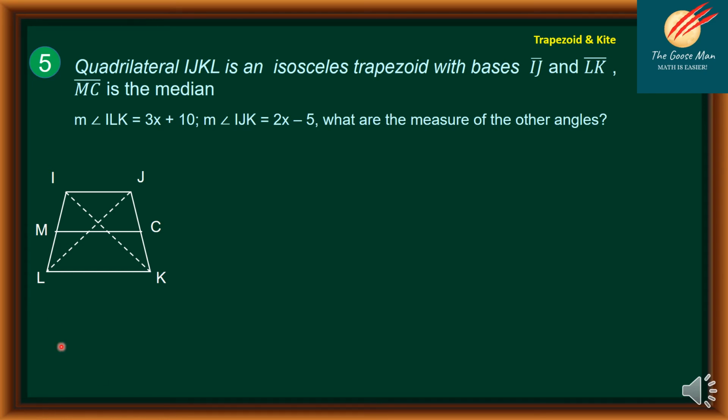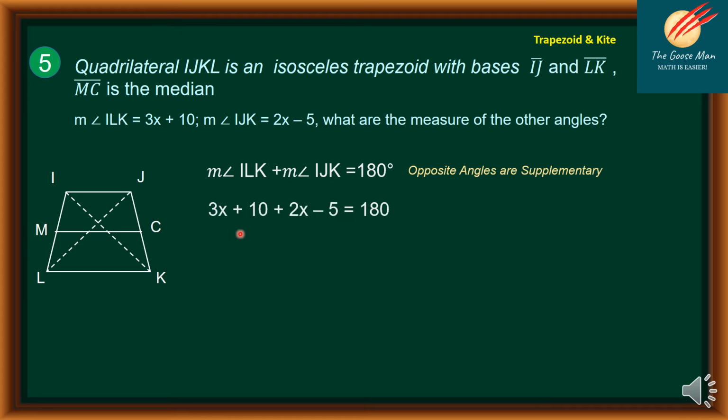In order to solve this one, guys, let's start with the measure of angle ILK plus the measure of angle IJK is equal to 180 degrees. Take note that the opposite angles are supplementary in a trapezoid, specifically an isosceles trapezoid. With this, we can say we have 3x plus 10 plus 2x minus 5 is equal to 180. Simplifying it further, I can add 3x plus 2x, then we have 10 minus 5. So I have 5x plus 5 equals 180.